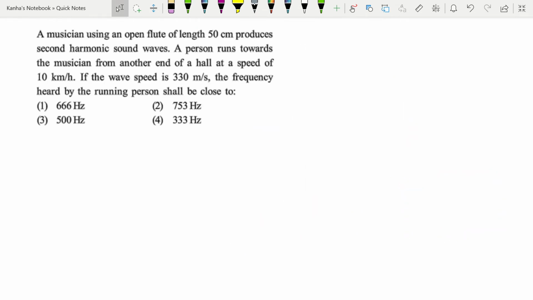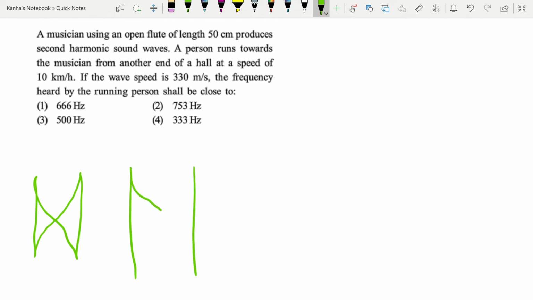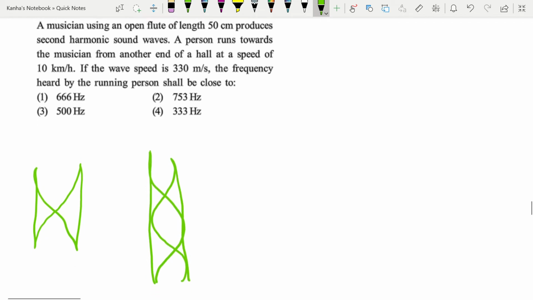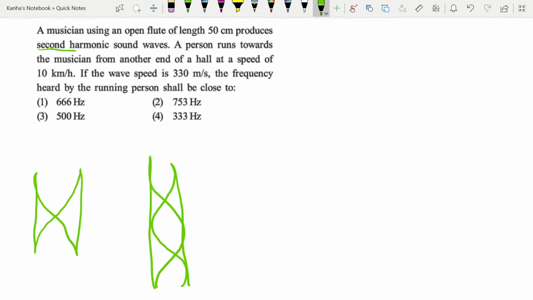So let's look at this question. A musician using an open flute of length 50 cm produces second harmonic sound waves. First of all, let's see what an open flute is. This is your fundamental frequency because it's open at both ends. Your next one is, let me make the diagram properly. Note that in the open case, the wave needs to have antinodes at both the ends. So this is your case for the second harmonic.